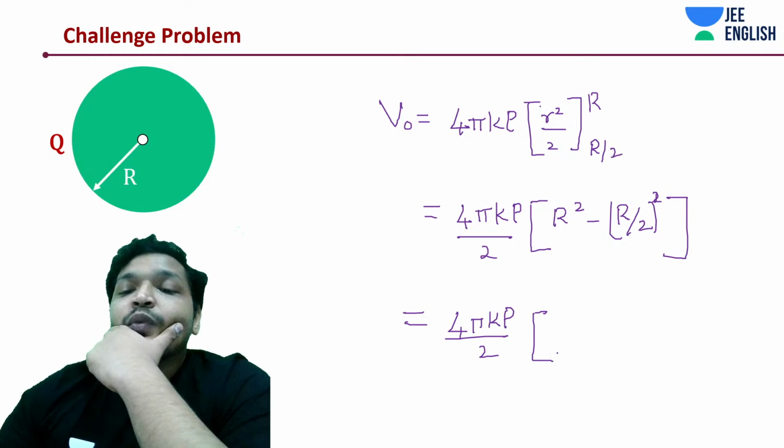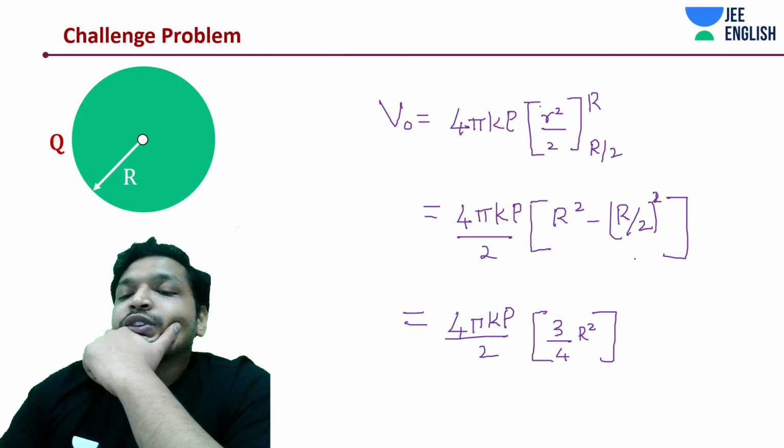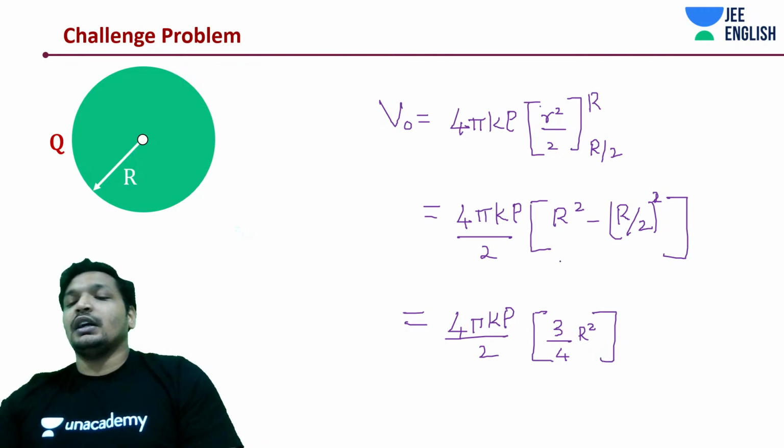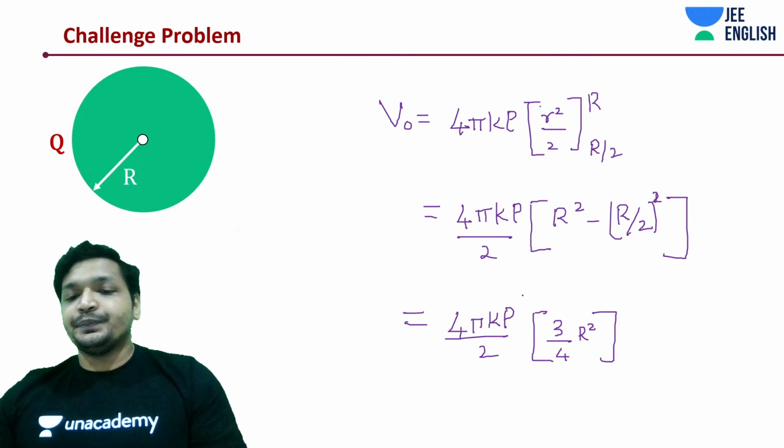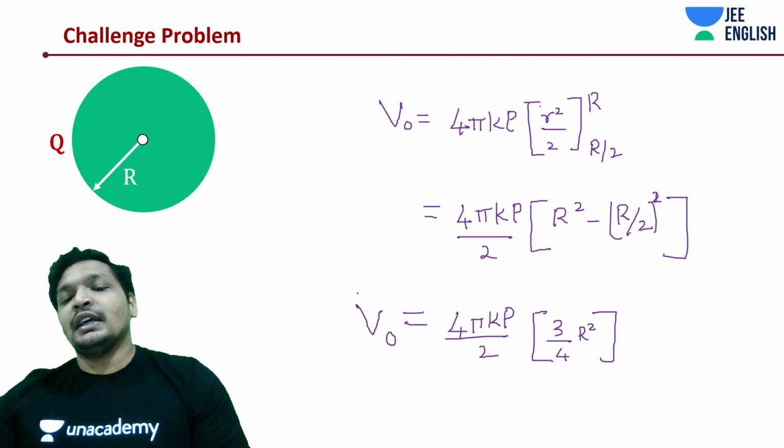So 4 pi k into rho divided by 2 into r square minus r by 2 whole square. It's going to yield what? 3 by 4 r square. R by 2 whole square is going to be r square by 4. So it's basically r square minus r square by 4. Right, this is V out. You derive V inner as well.